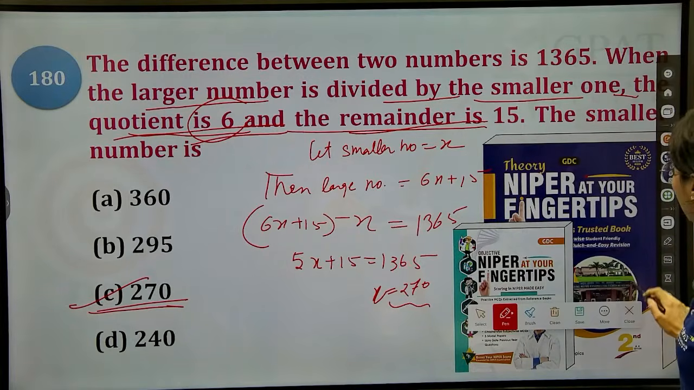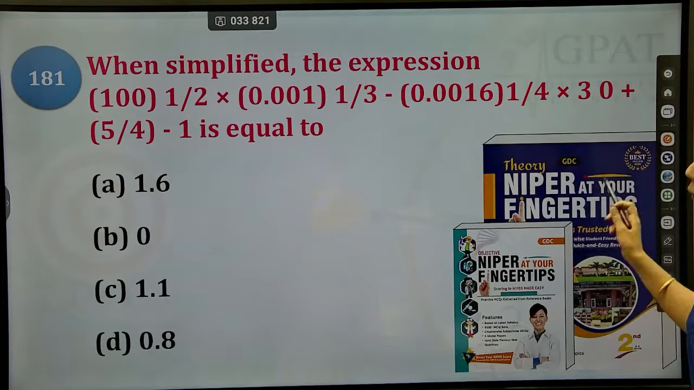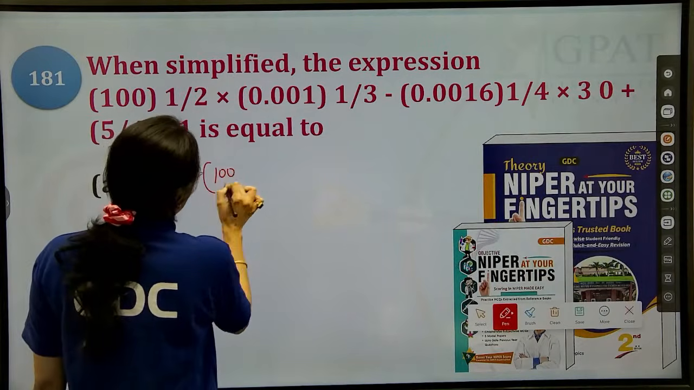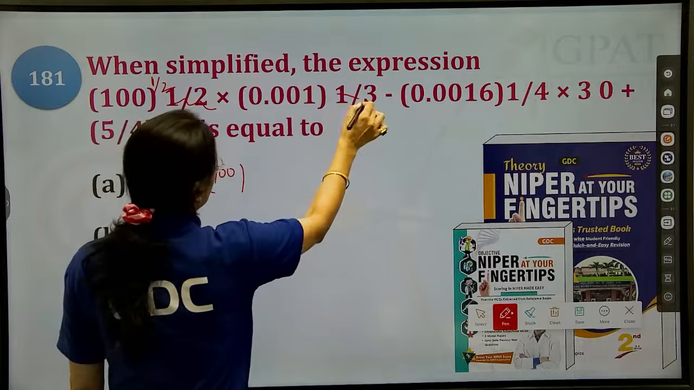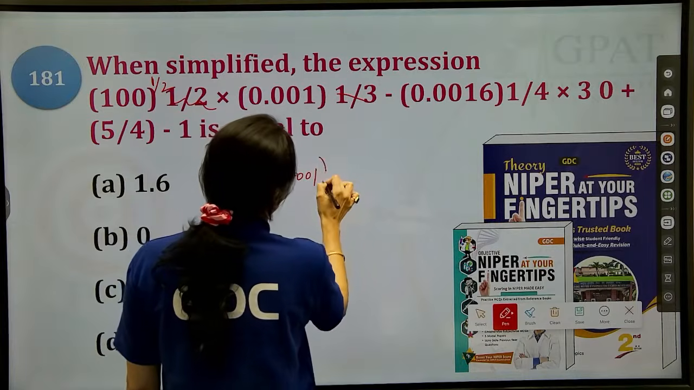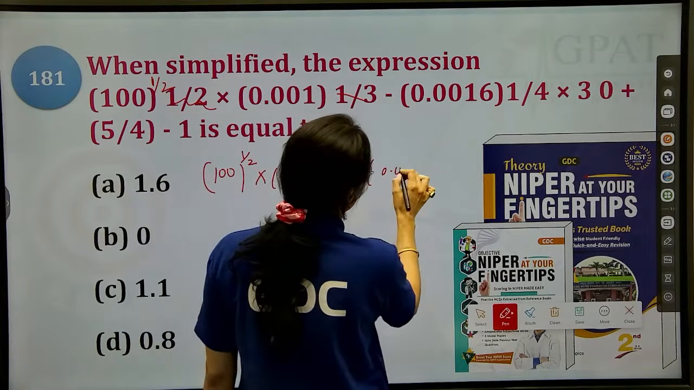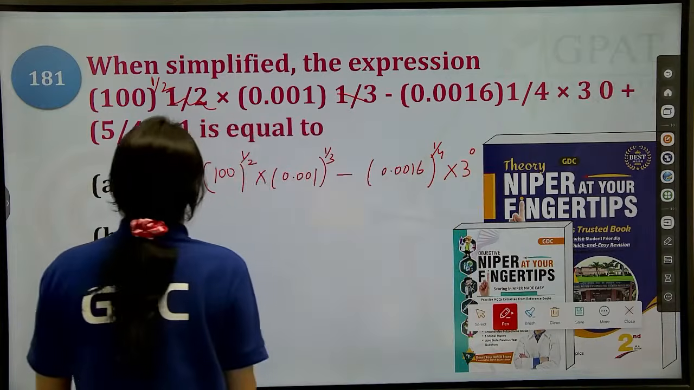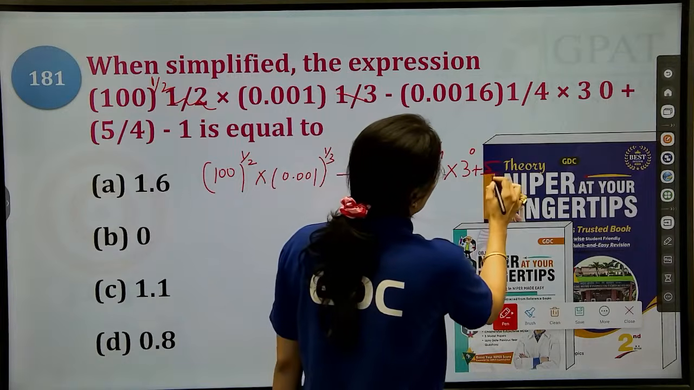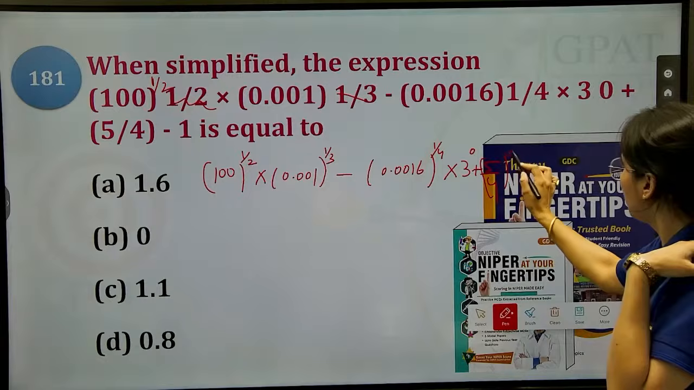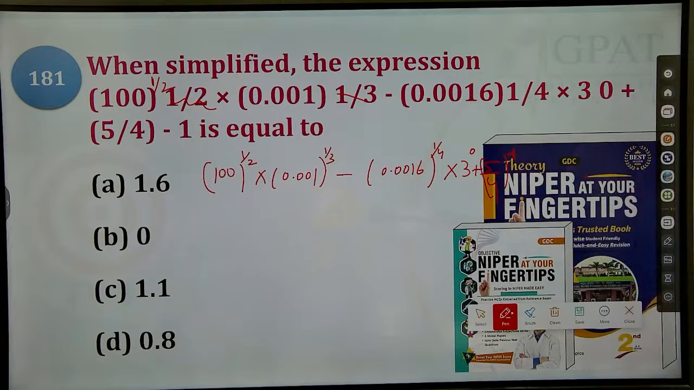Now move to the next question, that is question number 181. So you have to simplify 100 raised to power 1 by 2 multiplied by 0.001 raised to power 1 by 3 minus 0.0016 raised to power 1 by 4 multiplied by 3 raised to power 0 plus 5 by 4, the whole raised to power minus 1. That is the correct question. Minus 1 is in power.